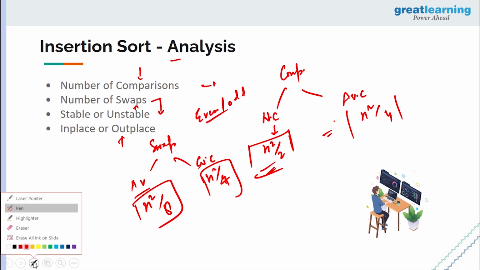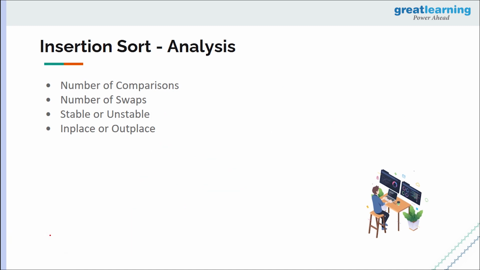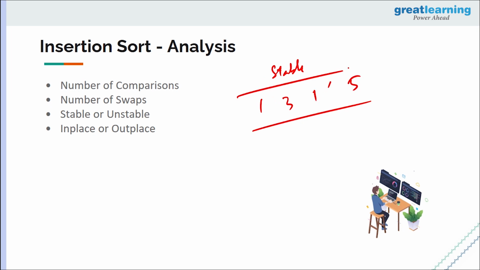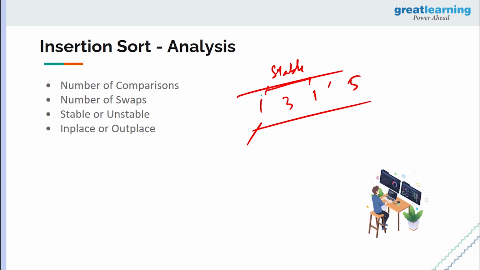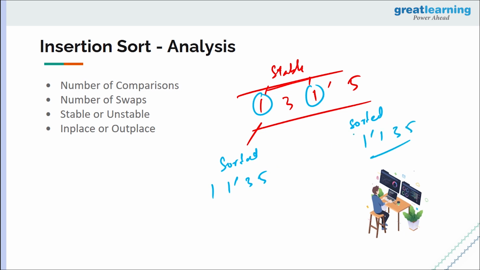Now, if you talk about the stability of insertion sort, it is a stable algorithm. What do you mean by stable? If you have an array which contains 1, 3, 1 dash, and 5, the relative positions of this 1 and this 1 will remain intact. What do you mean by this? Whenever you are sorting it, you can sort it in two different ways. This is also sorted and this is also sorted. That means you can either have 1 dash, 1, 3 and 5, or you can have 1, 1 dash, 3 and 5.